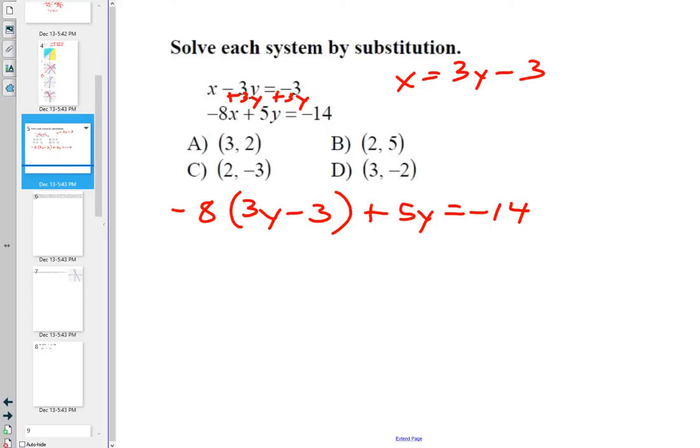How has substitution helped me? What have I accomplished due to the fact that I substituted? Now there's only one variable, so I can solve.